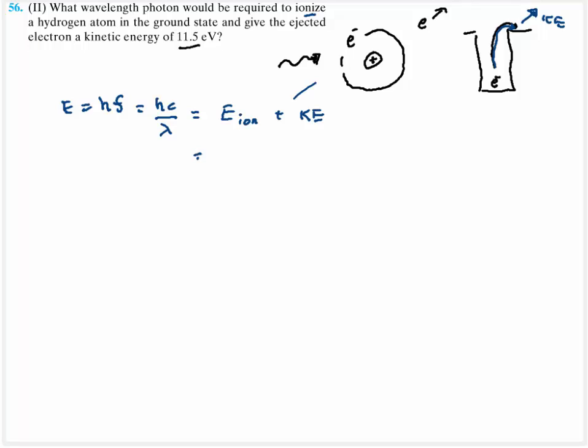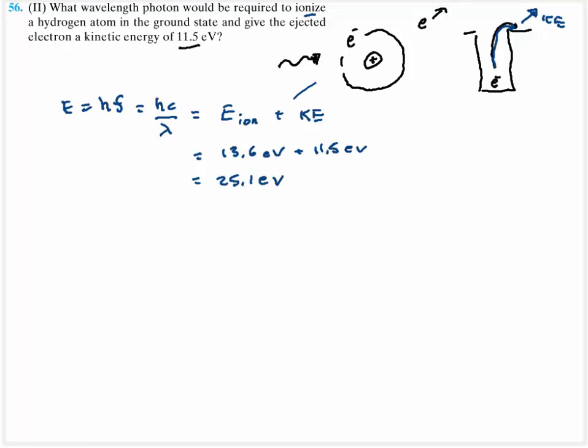Now this is going to be hydrogen, so you go ahead and say, well, how much energy does it take? Go ahead and look that up in the book. It's going to be 13.6 electron volts. Kinetic energy of the ejected electron is going to be 11.5 electron volts. And so go ahead and add these two together, and we're going to get 25.1 electron volts.